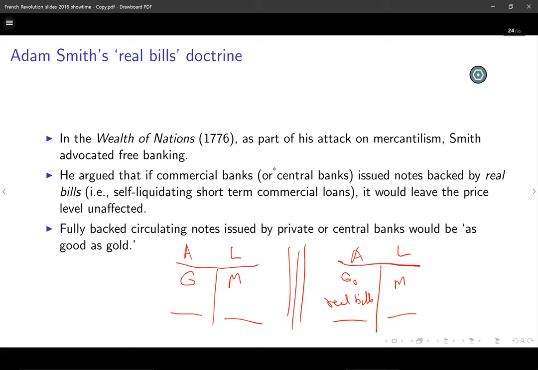These would be as good as gold. They would be fully backed circulated notes, issued by private notes or central banks. And he said, in an argument very similar to what we had last week, that this would make welfare better off. Instead of using a valuable resource like gold as money, or locking it up in the coffers of a bank that issued notes that were 100% backed by money, gold could flow out of the country, and you could import consumption goods, and you'd have a consumption boon. So that's Adam Smith's doctrine.